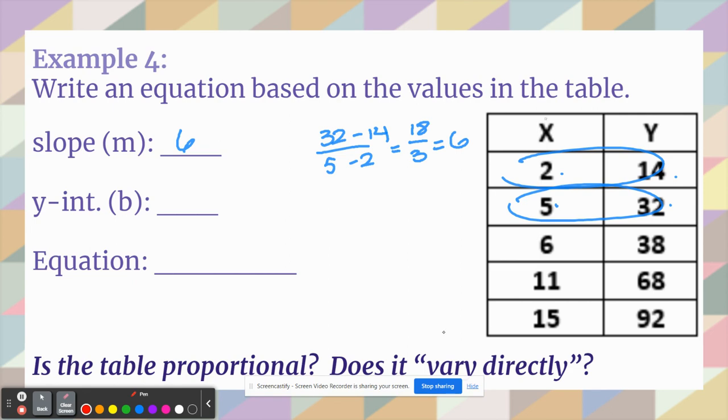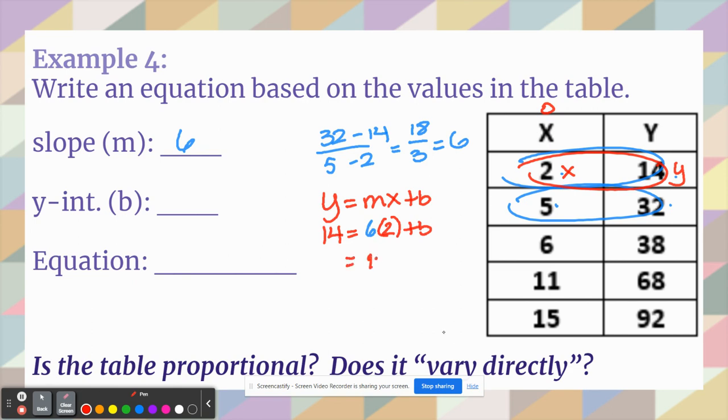I look for my table. I need an x value of 0. So I don't have one in there. So we can use our formula, y equals mx plus b, and use an ordered pair. So I'll use this x value and this y value. So instead of y, we're going to use 14. We found our slope earlier was 6. And the x value is going to be 2. And bring down plus b. So we're ready to solve for b.